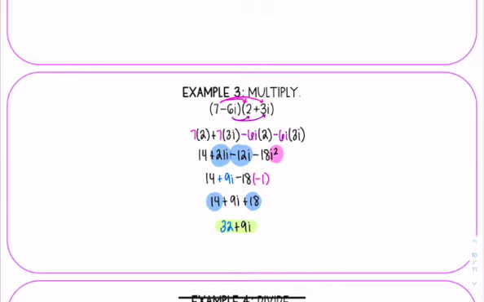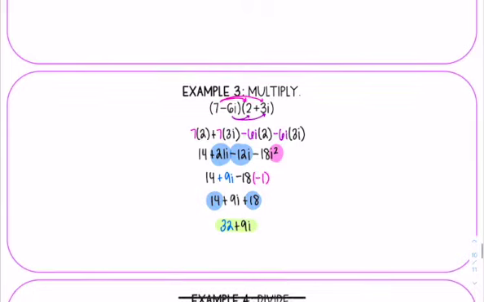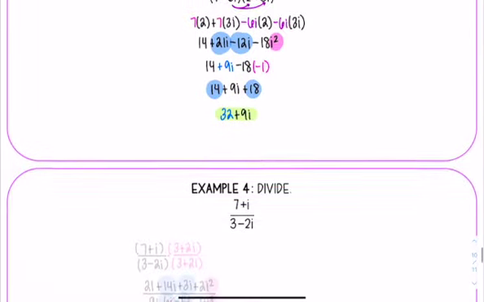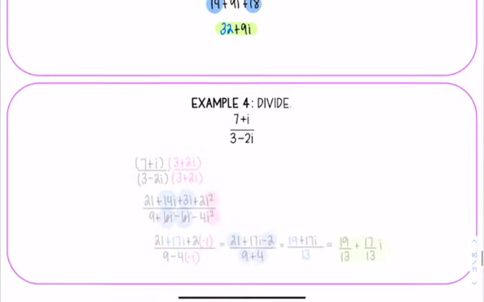Now let's go ahead and look at division. So division is just like multiplication, but we're going to use conjugates. The goal is to get rid of the imaginary part in the denominator, just like we did with having the roots in the denominator. So what we want to do is multiply the top and the bottom of our fraction by the conjugate of the denominator.